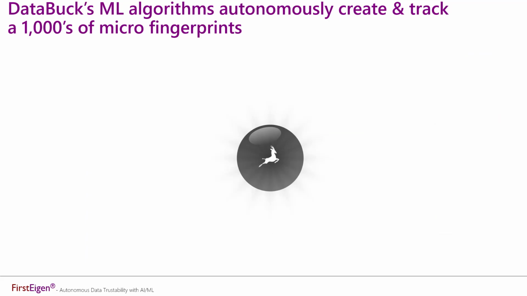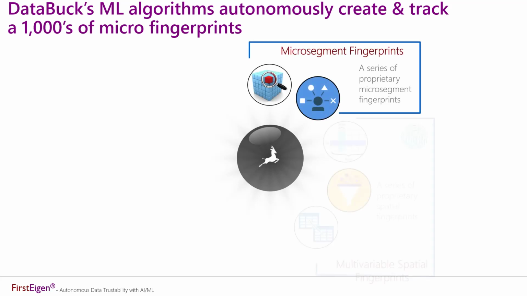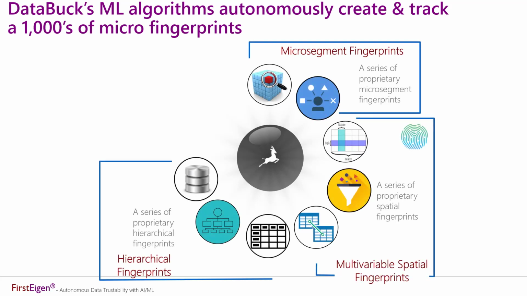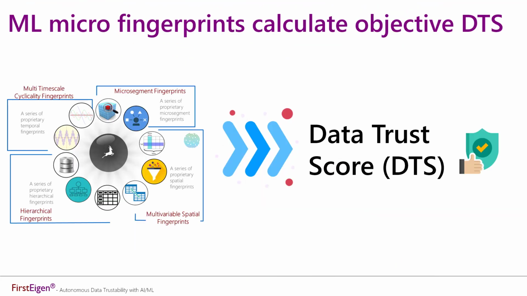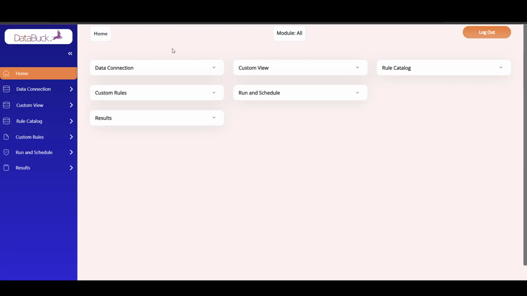Once the basic metadata-related observability checks are performed, DataBuck then does a rigorous trustability analysis. Using thousands of micro-fingerprints created using machine learning, DataBuck will look beyond the metadata and into each file and into each record to determine the data trustability score. To review the detailed data trust results, let's go to the Results menu.